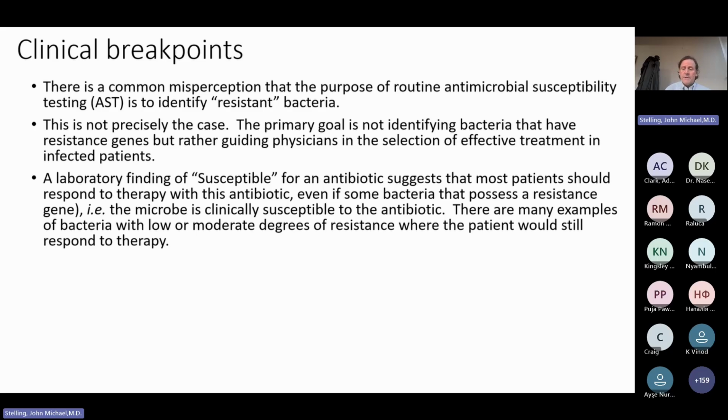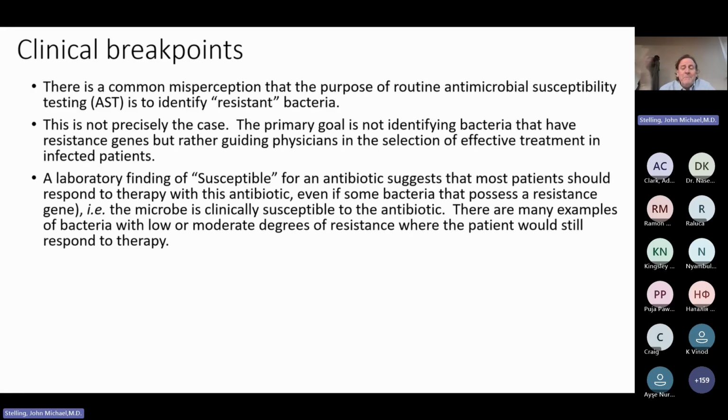And in sufficient doses, we give high doses, especially for things like urine, where things get concentrated. A bacteria that's a little bit resistant can often be effectively treated. So we might call the bacteria microbiologically resistant, but clinically susceptible. So the goal of CLSI and EUCAST and other guidelines is not to say yes or no, this bacteria has a resistance gene, but it's to tell the doctor this drug probably will work or this drug probably will not work.